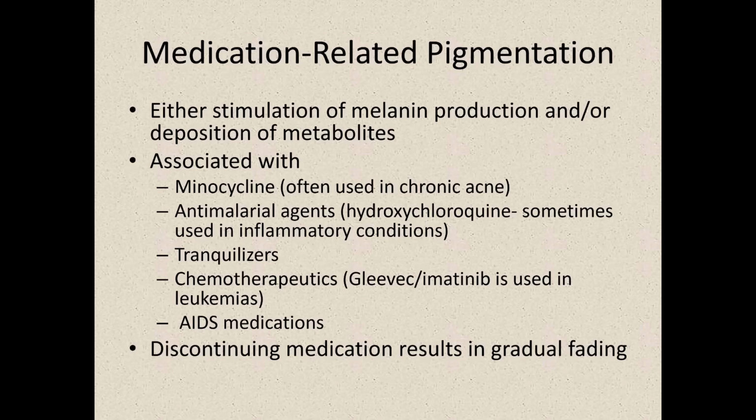Certain tranquilizers can lead to medication-related pigmentation, and the largest group where I've seen it clinically is actually chemotherapeutics. So patients getting Gleevec or imatinib, which is used in certain leukemias, can develop this medication-related pigmentation. And least common is AIDS medications. AZT, which is one of the first medications for AIDS, did lead to medication-related pigmentation, but the newer drug therapies that are used don't necessarily lead to the same thing. So the likelihood of seeing an AIDS medication-induced pigmentation is pretty low.